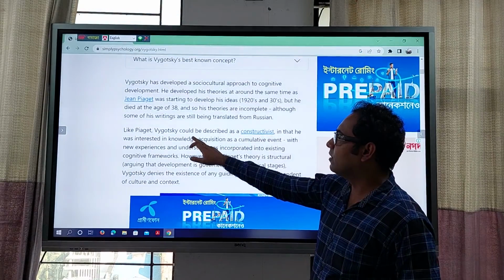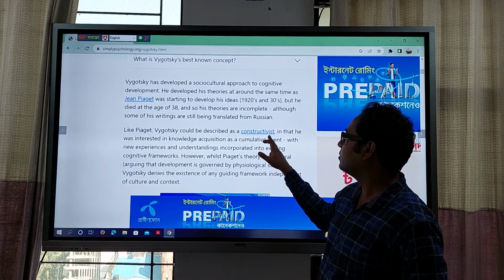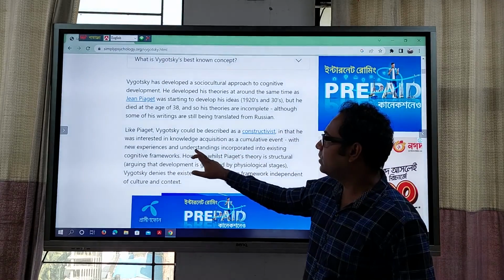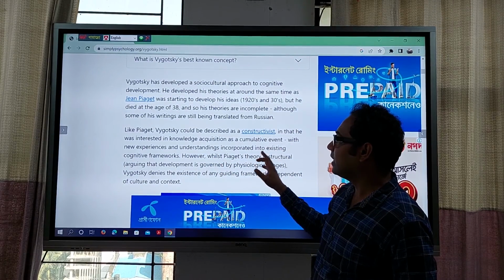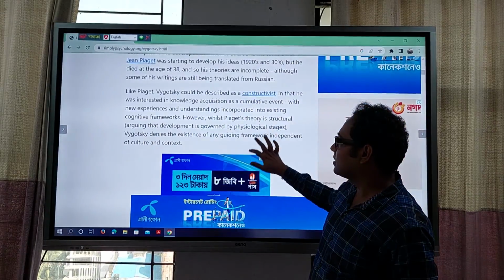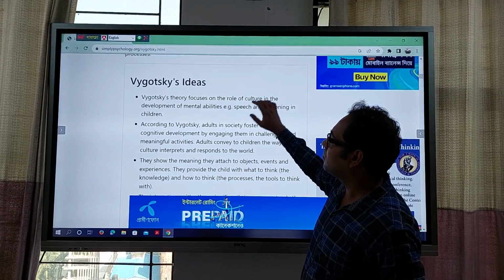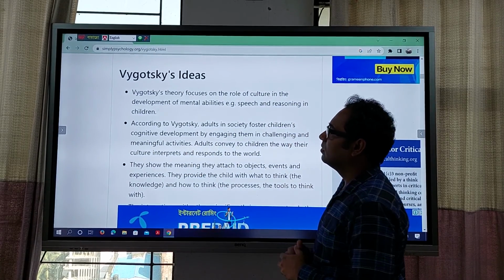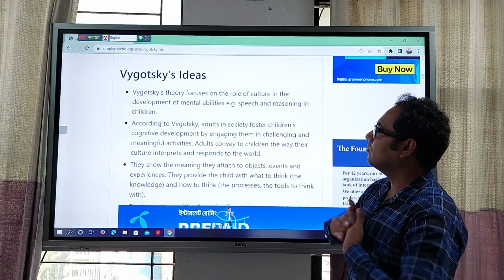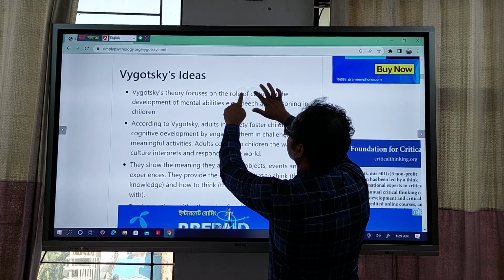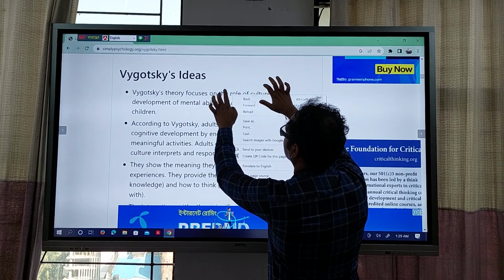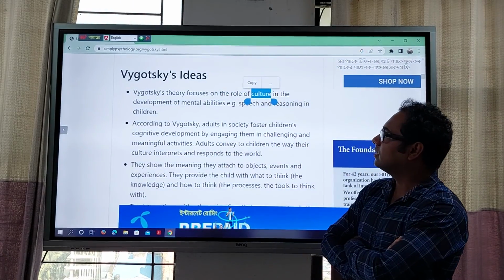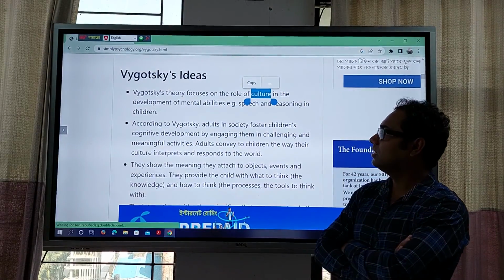So, like Piaget, Vygotsky could be described as a constructivist, in that he was interested in knowledge acquisition as a cumulative event, with new experiences and understanding incorporated into the existing cognitive framework. So, let's come to the 7 points. Yeah, please note down the first point. Number 1 is Vygotsky's theory focuses on the role of culture in the development of mental abilities, speech and reasoning in children.